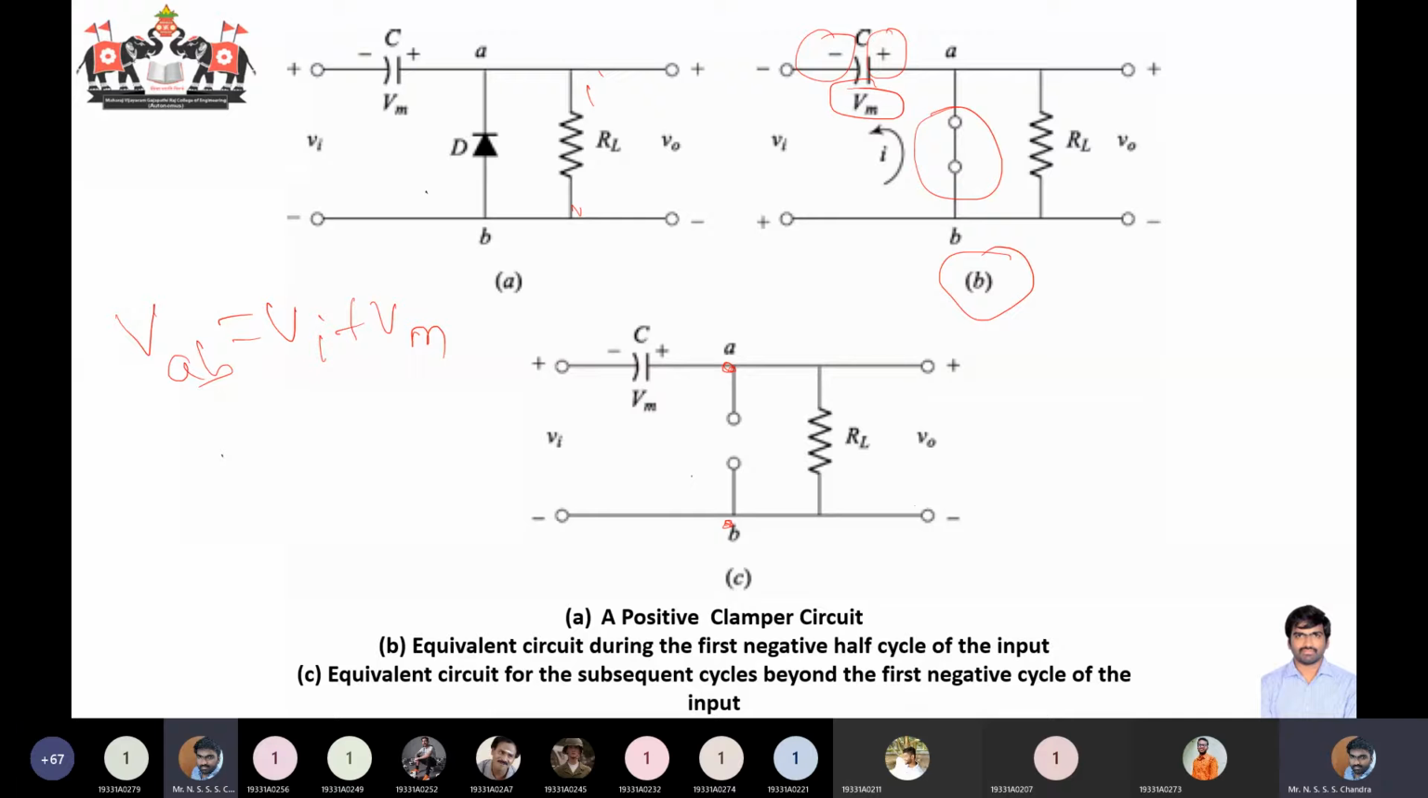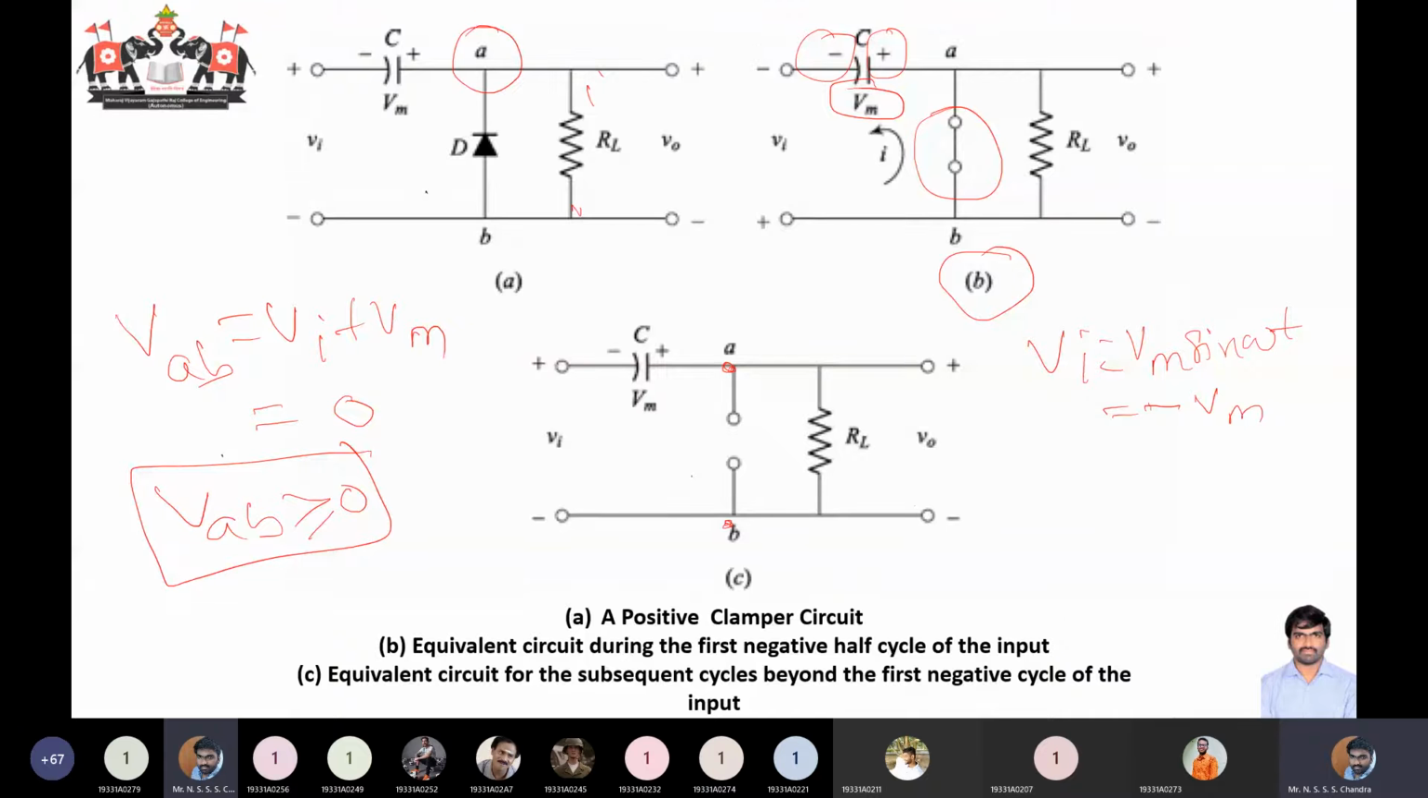So what is the minimum value of your Vi? Minus Vm. So what is Vi basically? Vi is nothing but Vm sine omega t, so its minimum value will be minus Vm, right? So VAB, the minimum value is 0. So if you're considering an ideal diode, I can say that VAB is always greater than or equal to 0. It means that always your cathode, A is nothing but your cathode.